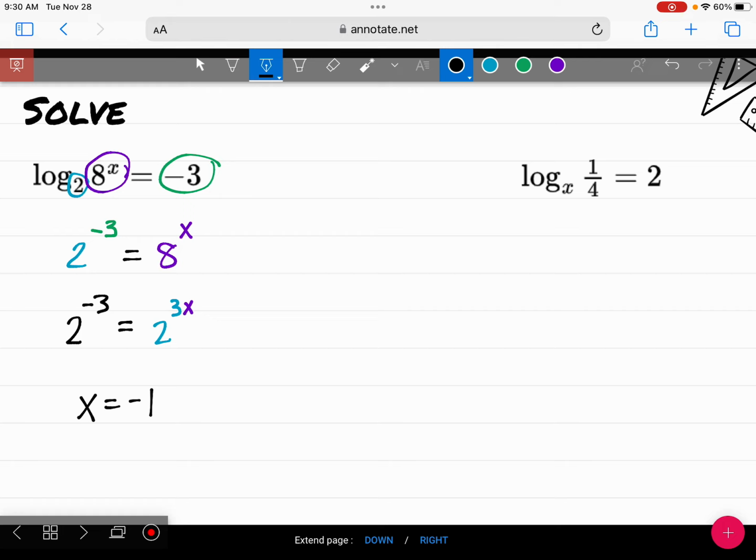The next one's a little weirder. We have log base x of 1/4 equals 2. So we're going to switch it around. Our base of x, our exponent of 2, equals our argument of 1/4.